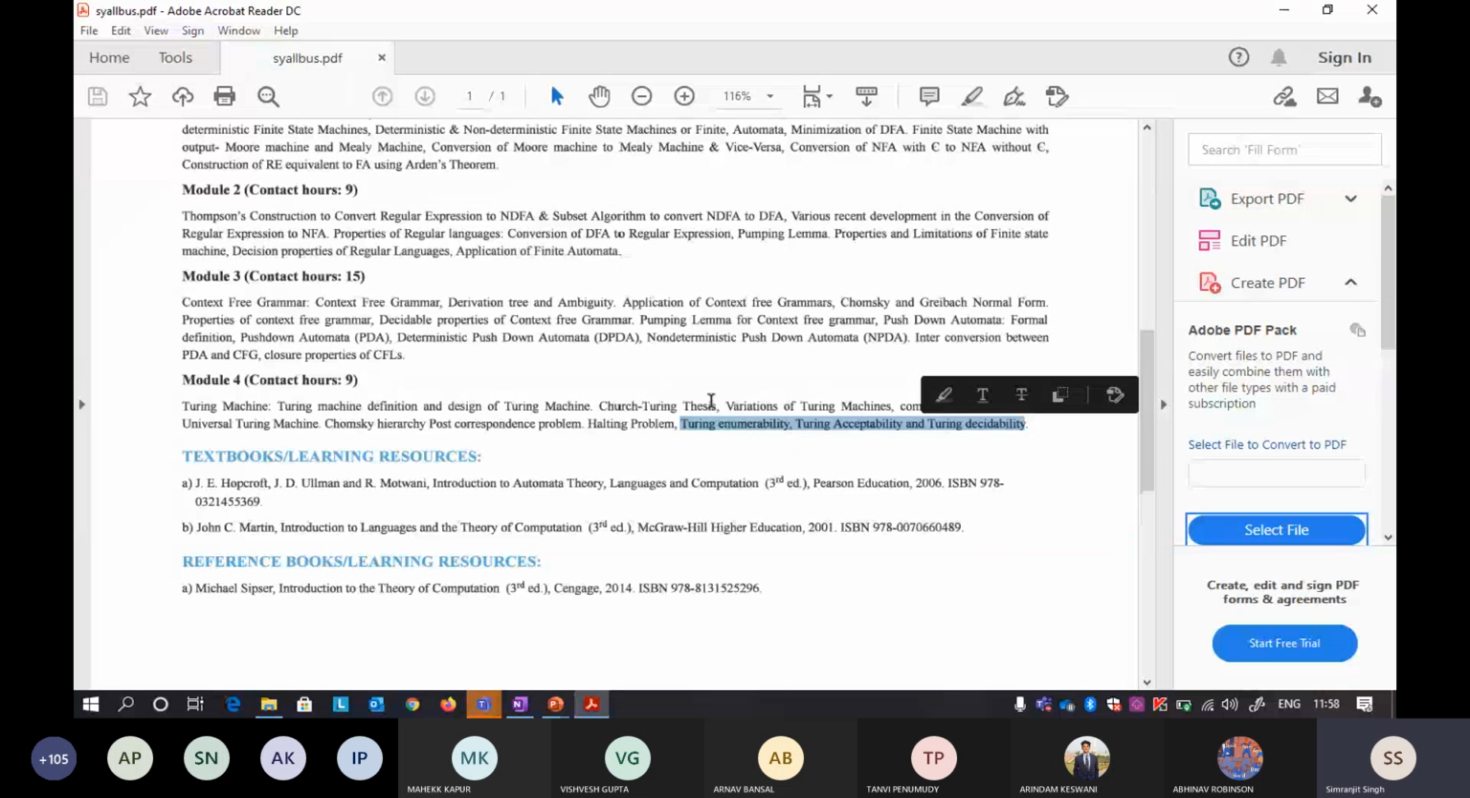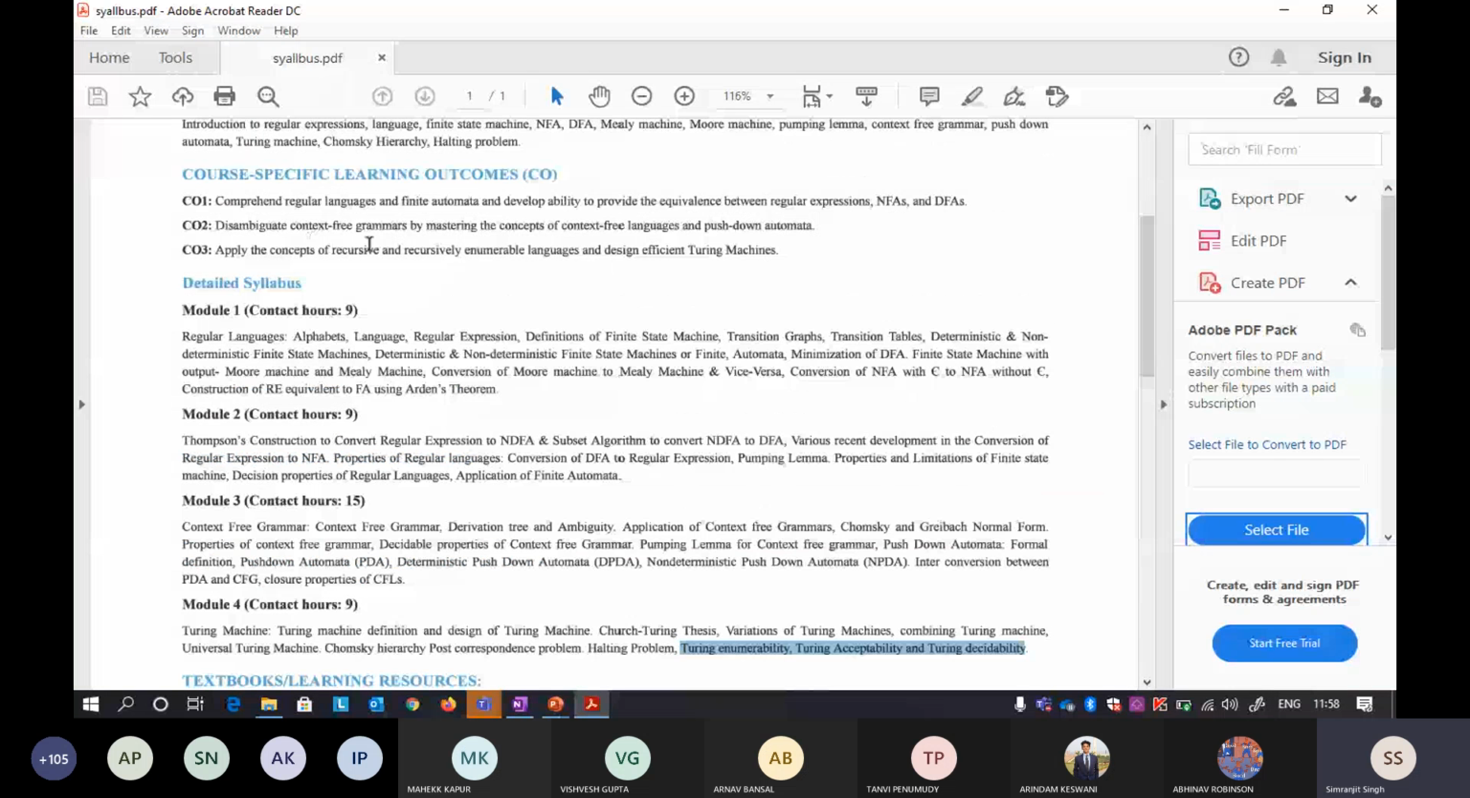For your CO3, apply the concept of recursive and recursively enumerable languages and design efficient Turing machines. We have designed very efficient Turing machines, such as a Turing machine acting as an adder and as a separator. I have discussed the very core and essence of recursive and recursively enumerable languages, as well as the two theorems that represent a very deep part of them. Keep this in mind.